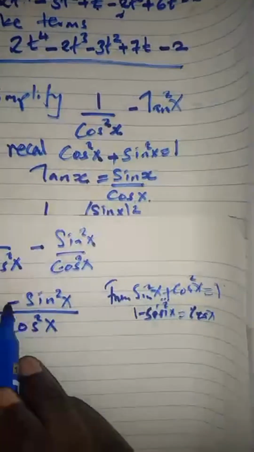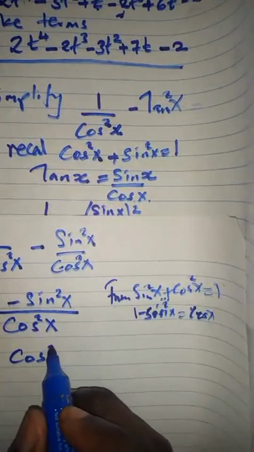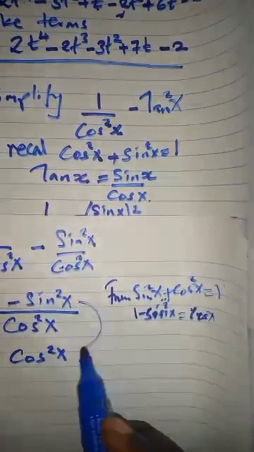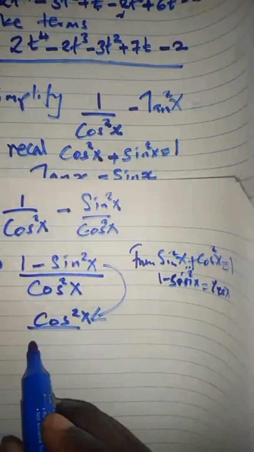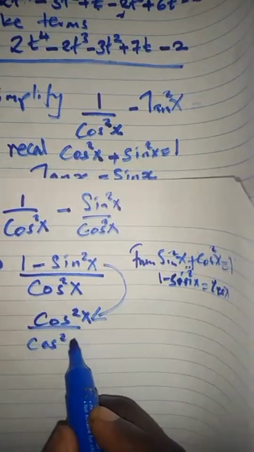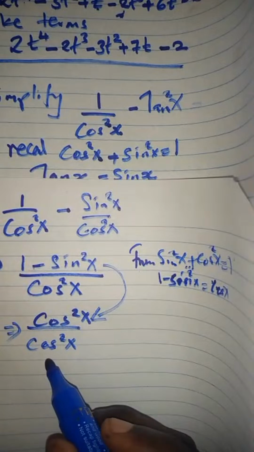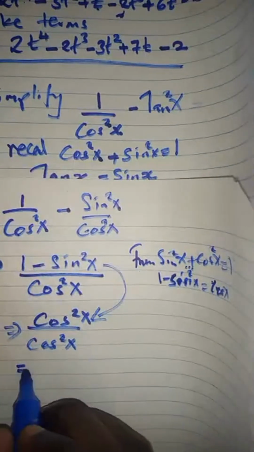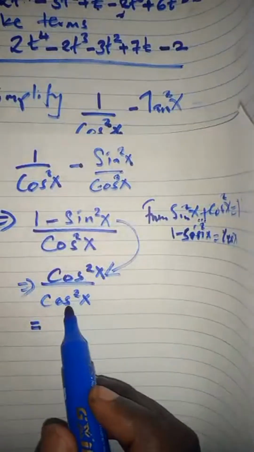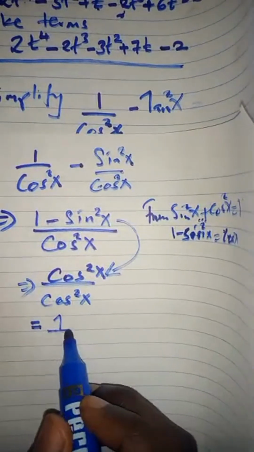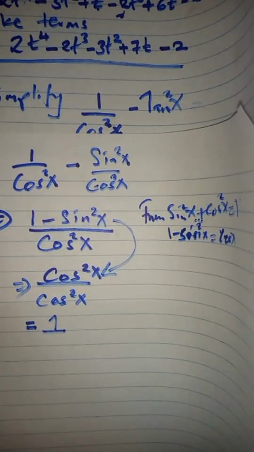So I'll write this one as cos squared x to represent this one all over cos squared x. Then finally, I'll end up with cos squared x over cos squared x. Then I leave my answer as 1.